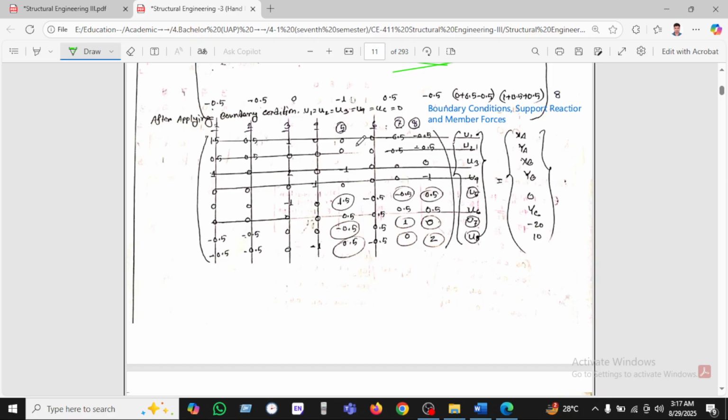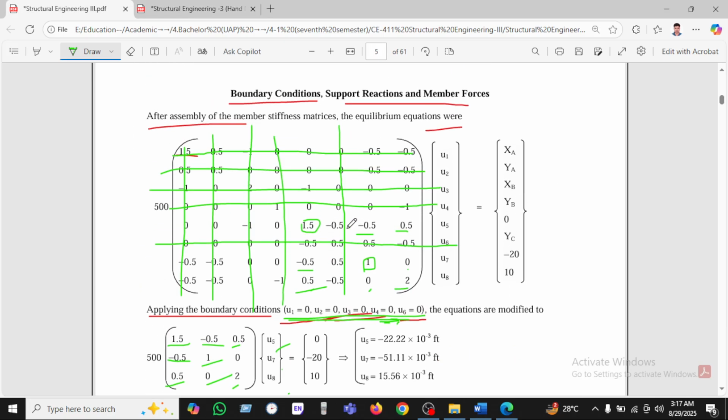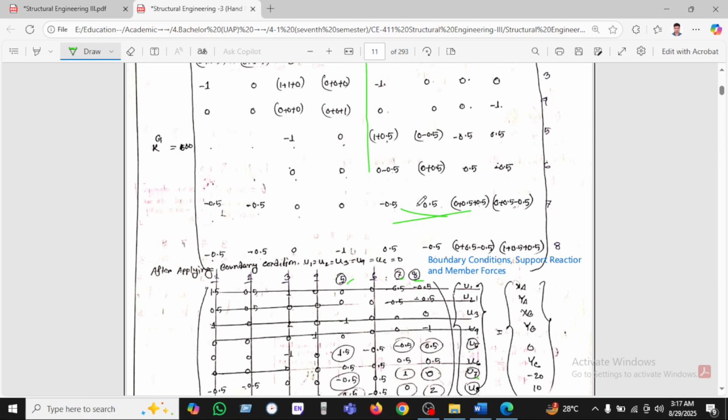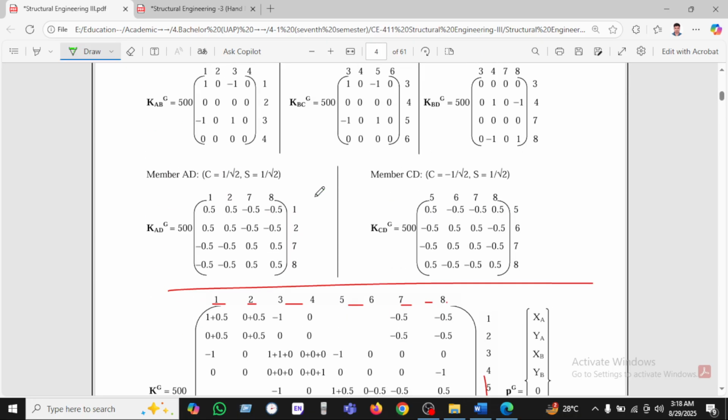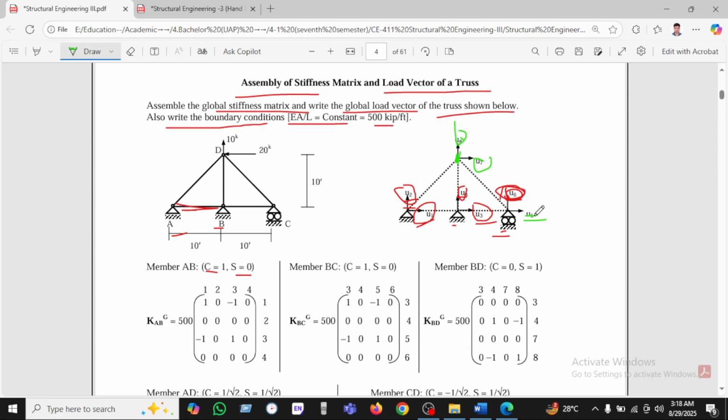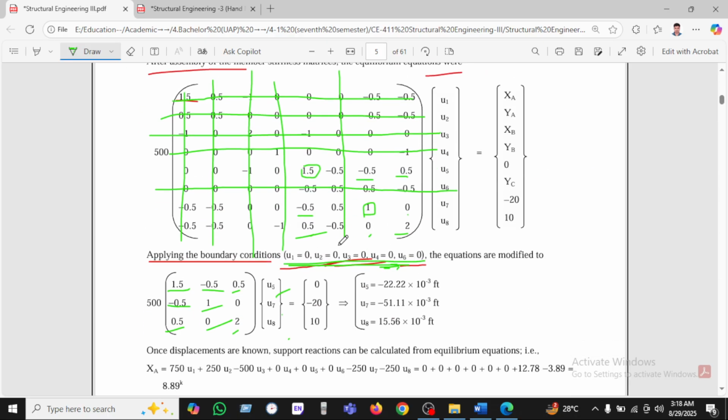Why have we not cut 5 7 8? Just because of the boundary condition. If we see this boundary condition, there will be deflection. That's why we cannot say this is 0. There will be deflection, that's why we cannot say 0. That's why U5, U7, U8 are not 0, but U1 is 0, U2 is 0, because there will be no deflection as the support is pin. Okay, I hope that you can understand.